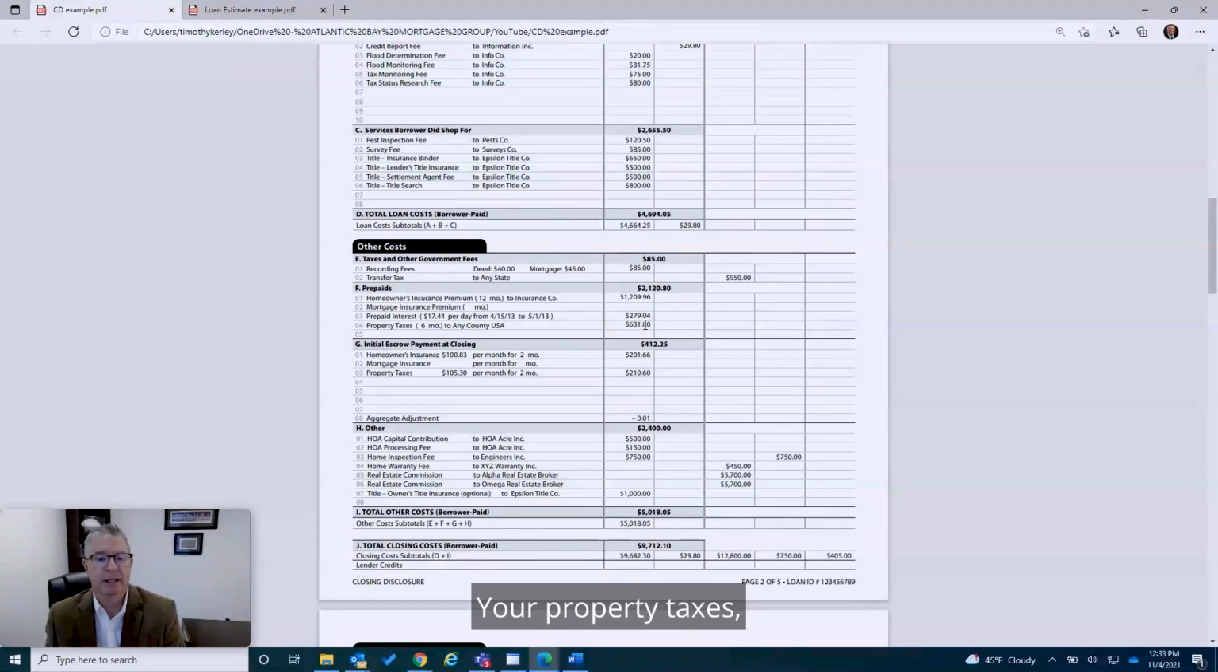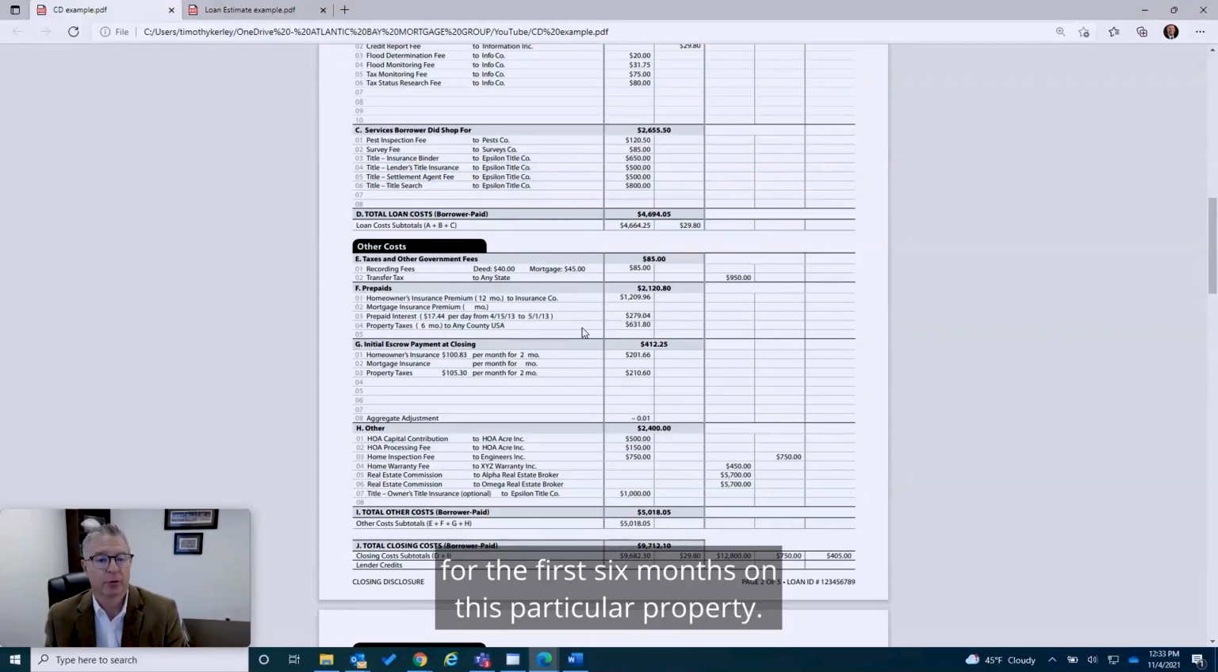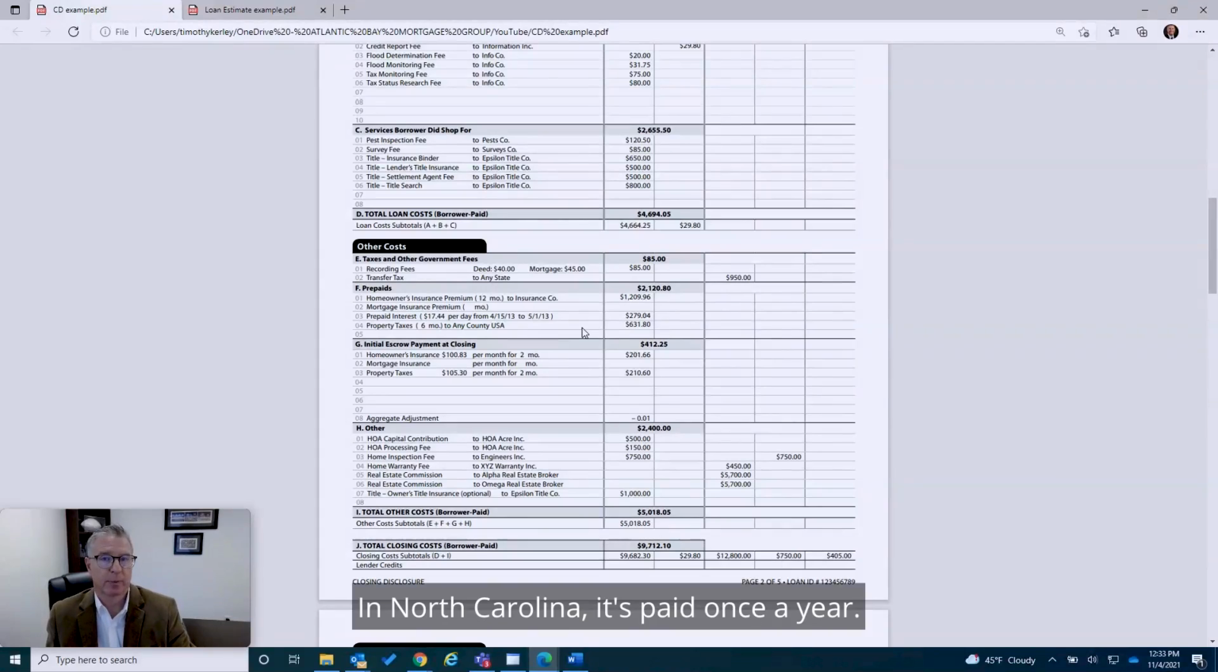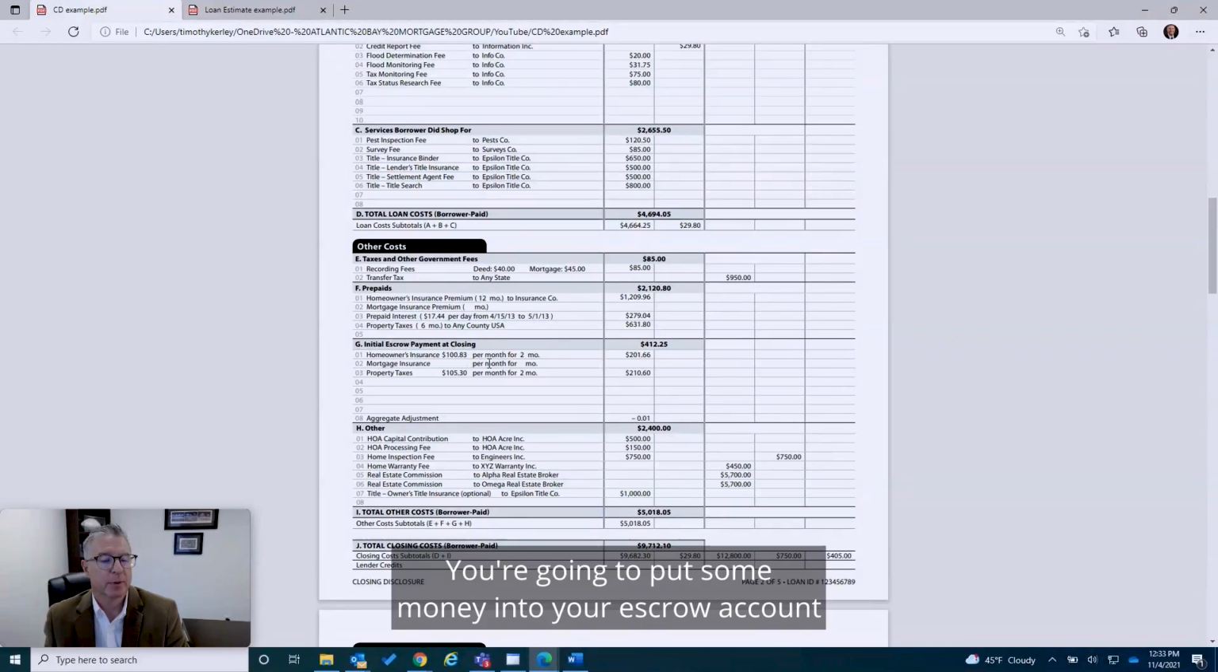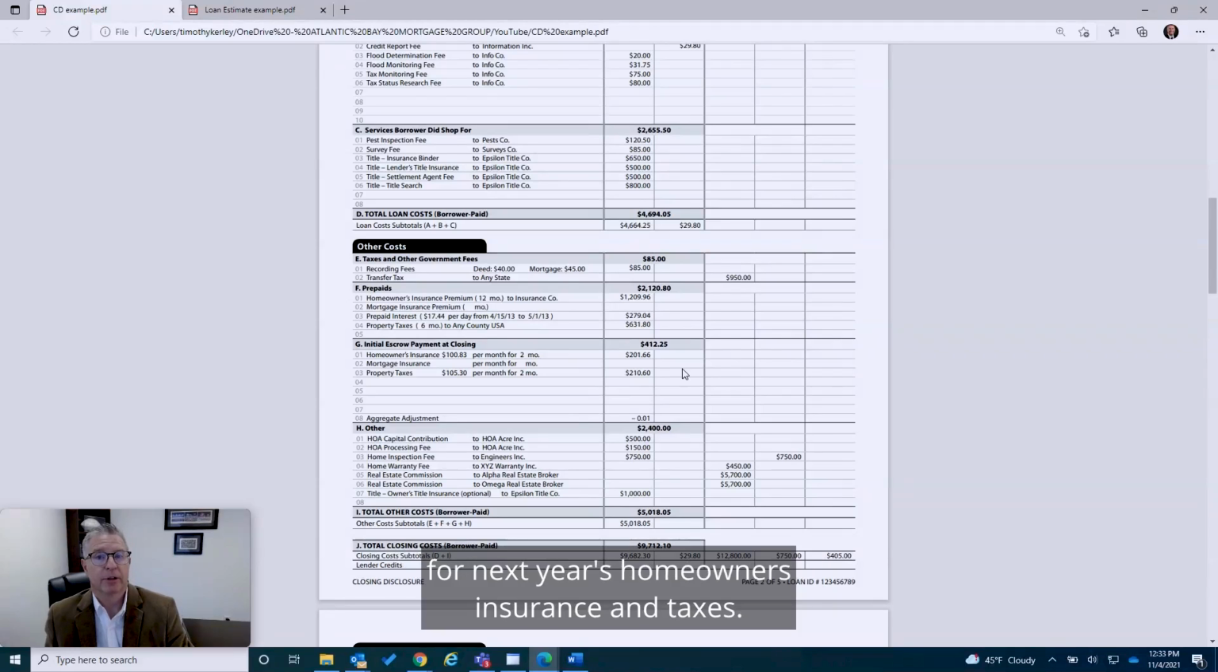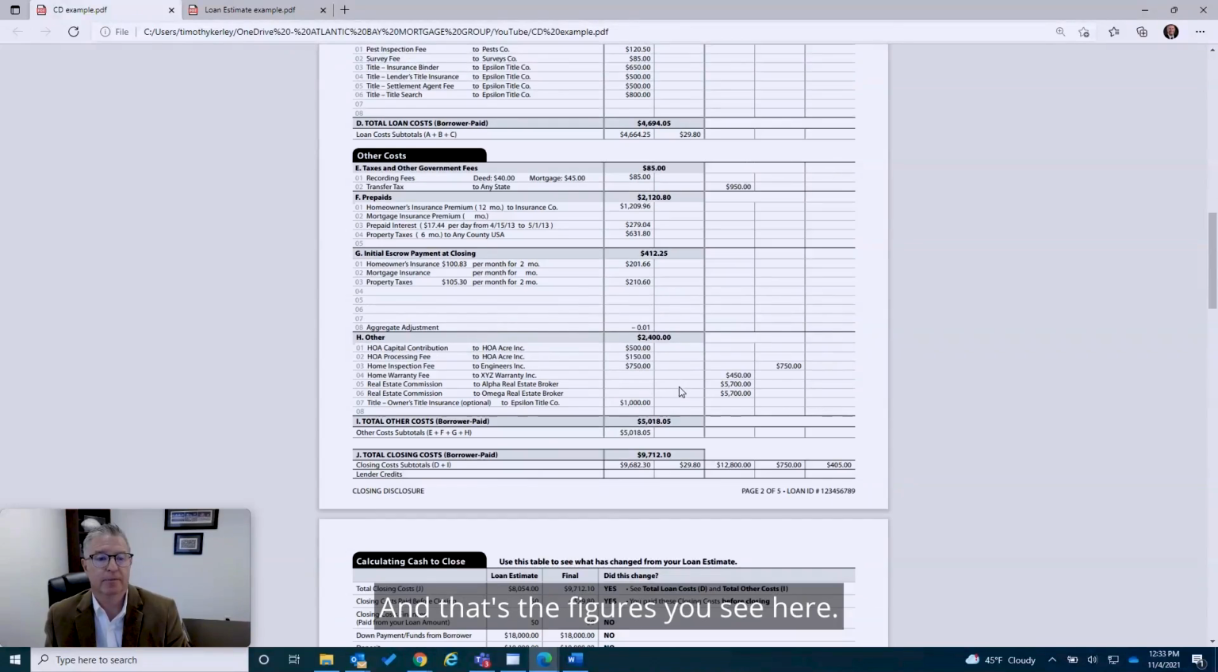Your property taxes, you're going to put some money into, I guess this is your property tax for the first 6 months on this particular property. In North Carolina, it's paid once a year. You're going to put some money into your escrow account for next year's homeowner's insurance and taxes, and that's the figures you see here.